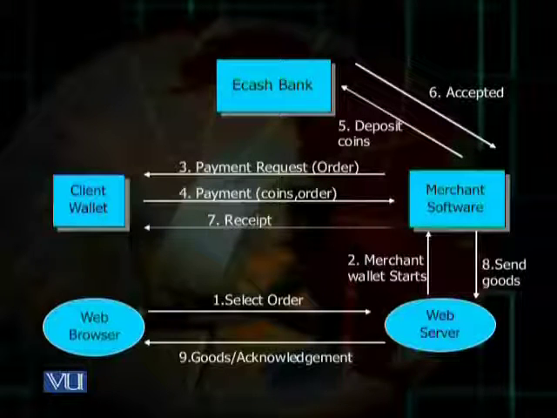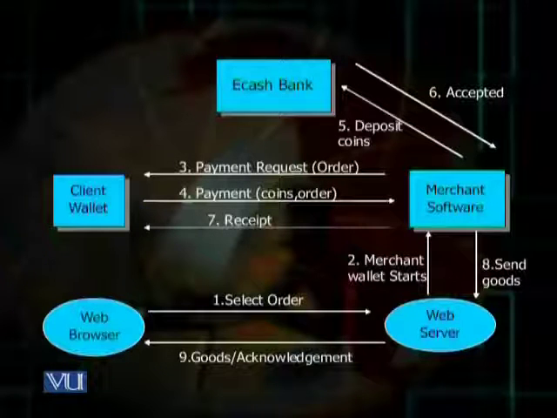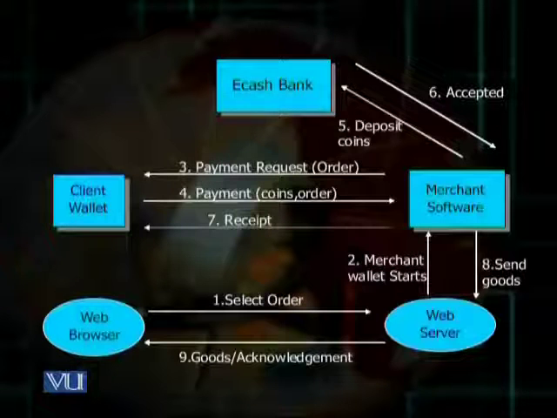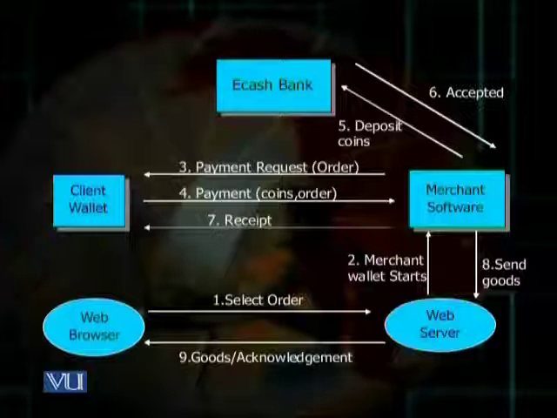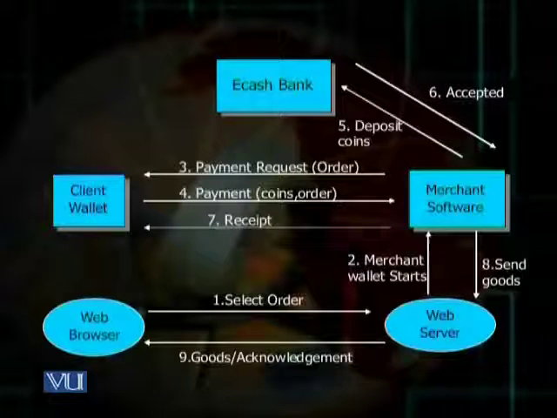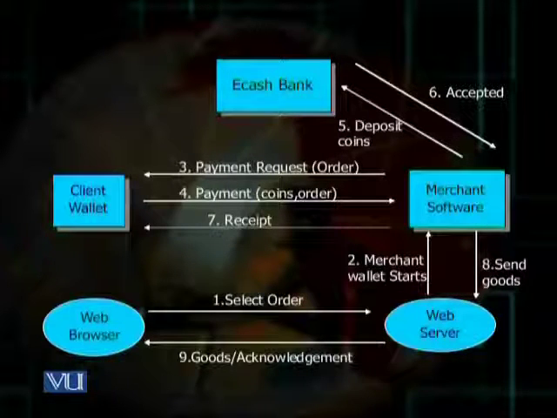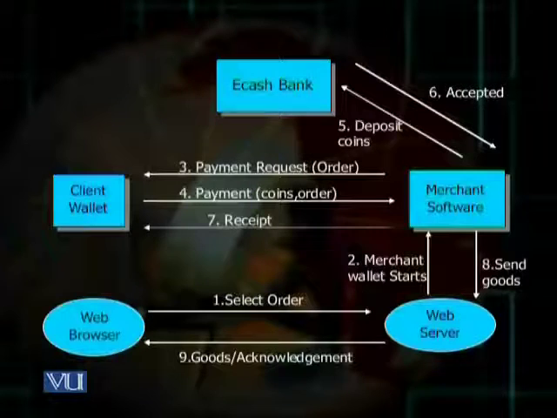Step number 3, the merchant would send a payment request to the client wallet that you have done the shopping, say worth $10, now pay me $10. In step number 4, the coins are assembled by the cyber wallet, and these coins, encrypted with the public key of the eCash Bank, are forwarded to the merchant side.